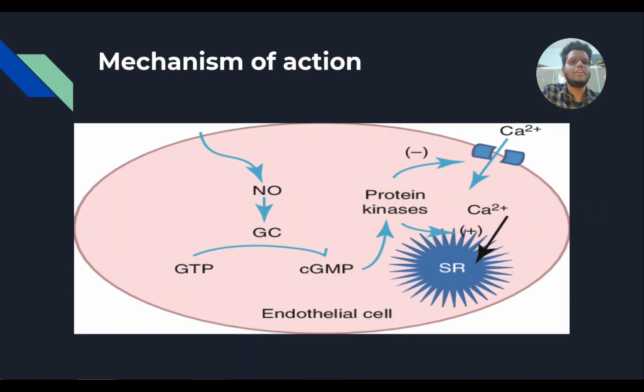Mechanism of action. Nitric oxide primarily acts by increasing the amount of cyclic GMP in the endothelial cells, which further leads to an increase in the amount of cytosolic calcium, and thus it causes vasodilatation.